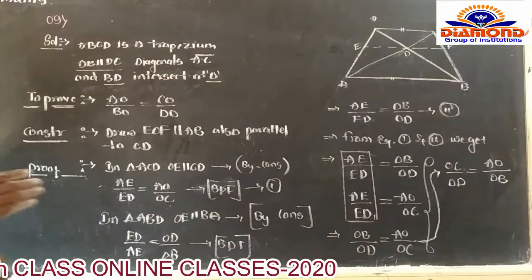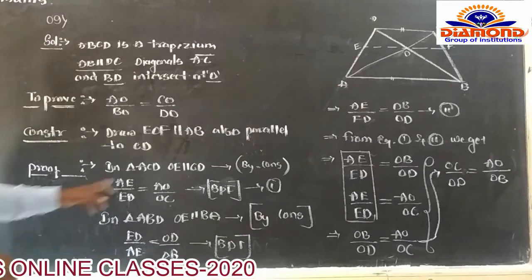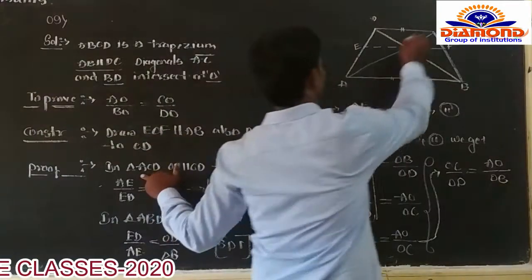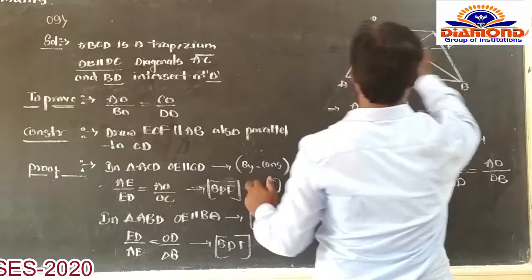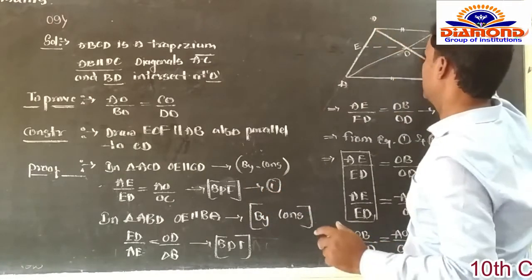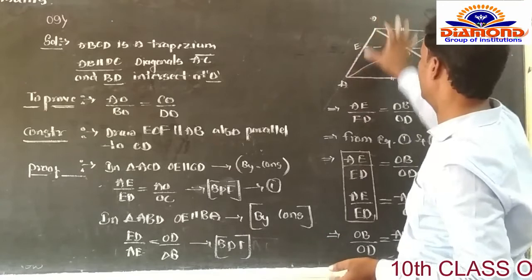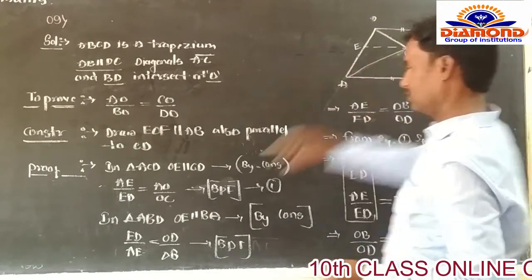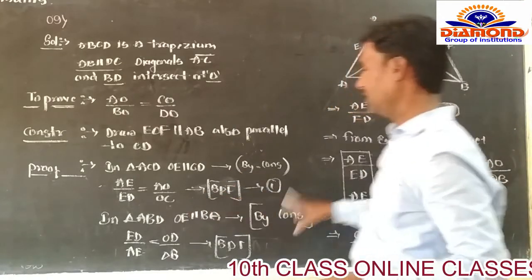I explained to you. I took the separated triangle ACD here. In this triangle ACD, EO is parallel to DC. Then we can write AE by ED equals AO by OC. So this is the first. This is the BPT theorem.